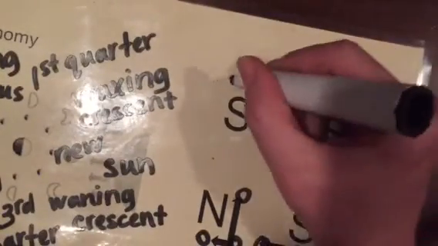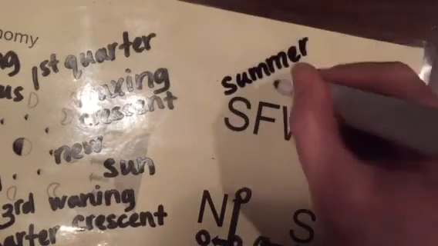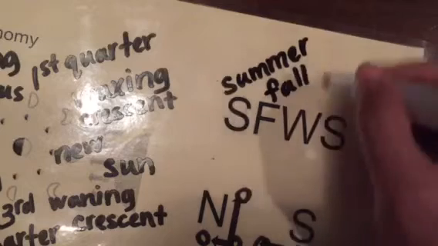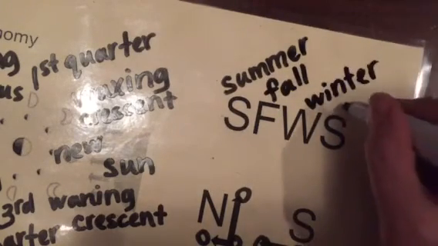The very last thing we need to do is go through the order of the seasons. Summer, fall, winter, spring. These occur as the earth revolves around the sun. It is cyclical, meaning after spring comes summer, and so forth.